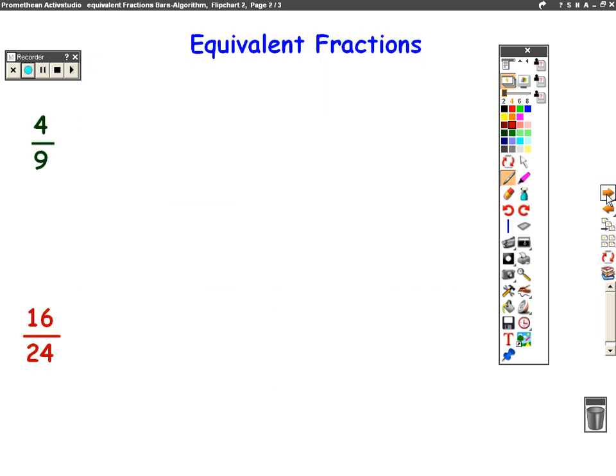Alright, second way to find equivalent fractions is by multiplying the numerator and denominator by the same number. Or as they say in Math Mansion, do the same to the bottom as the top. So here I have my 4/9. I'm going to pick a number, try 2, and I'll multiply both the numerator and the denominator by the same number. So 4 times 2 gives me 8. 9 times 2 gives me 18.